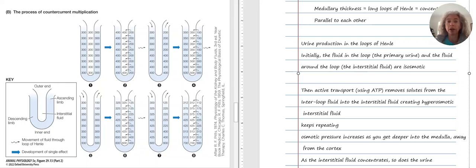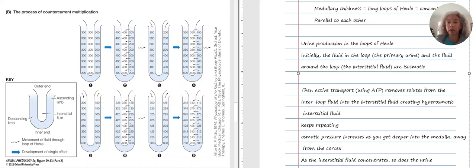As the primary urine moves through these loops, it becomes isosmotic with the interstitial fluid. As the interstitial fluid concentrates through this active transport, so does the urine. By the time the urine exits the loops of Henle into the collecting ducts, it is also isosmotic with the interstitial fluid and in balance with the animal's needs. And animals can regulate the concentration of urine during this last pass of the final loop of Henle.